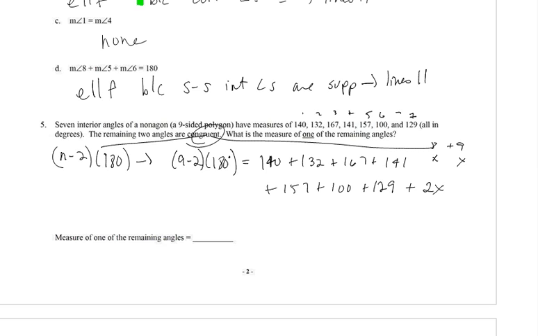Simplifying that, 7 times 180 gives me 1260, or 1,260 degrees in a nonagon. All these constants add up to 966, and then we've got 2x. Subtracting the 966 from both sides gives us 294, and then dividing by 2 on both sides gives us an x value of 147 degrees. So the 2 missing angles must be 147 degrees. That concludes this video.